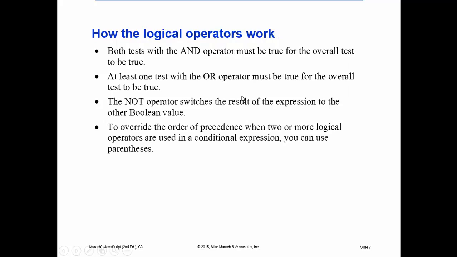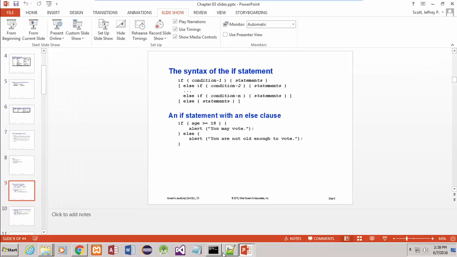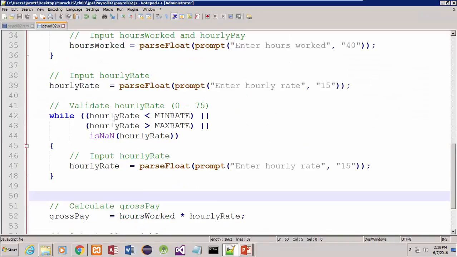All right, so again, both tests of an and must be true. At least one test of an or must be true, and a not negates. So we've looked at a couple of these operators. Here's an if statement. You already have had one of these. In fact, maybe we didn't have one of those. Let's look. I think we just had the while loop. Nope, we don't have any ifs in there.